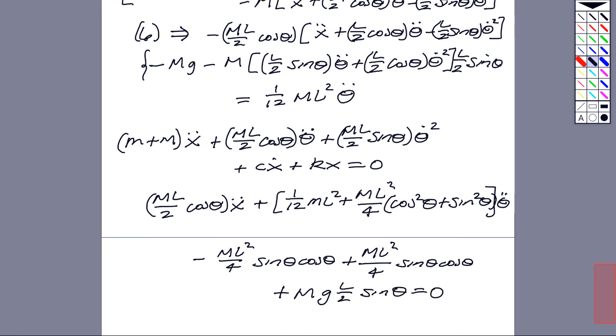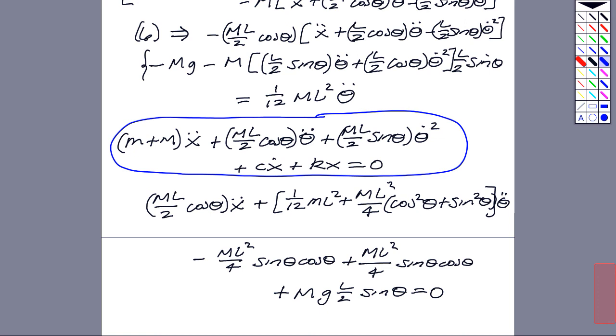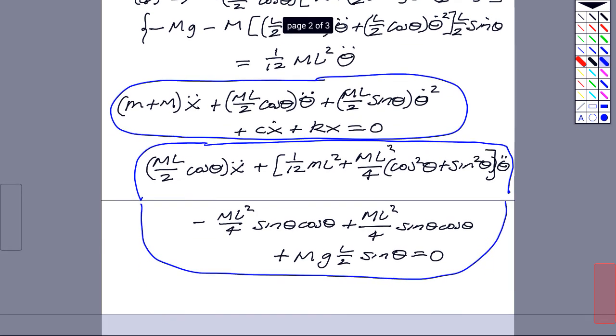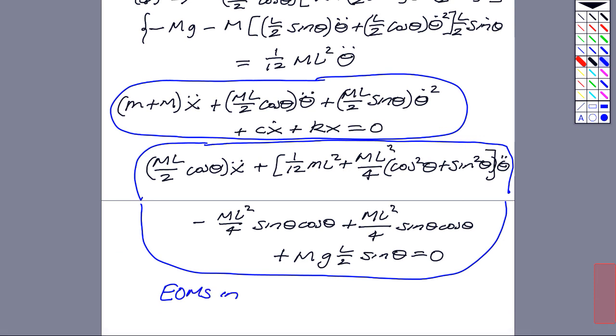So that's it. A lot of effort and ending up with a set of equations which are quite involved. So these are our desired equations of motion. These EOMs in terms of x and theta.